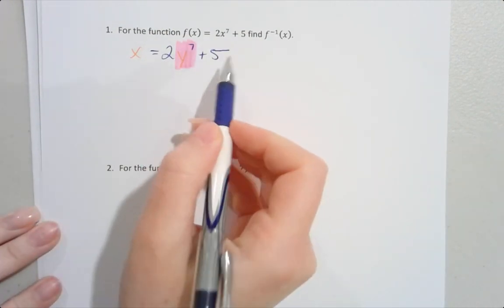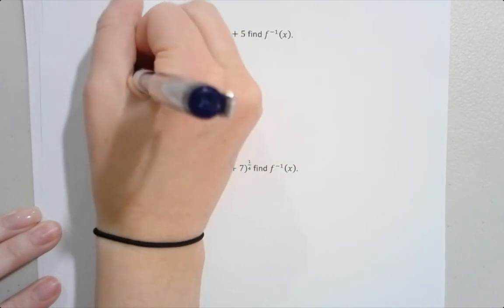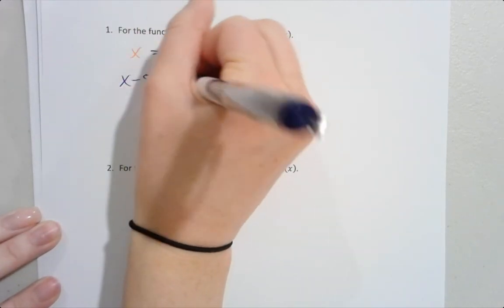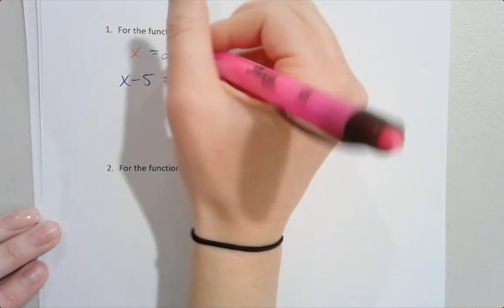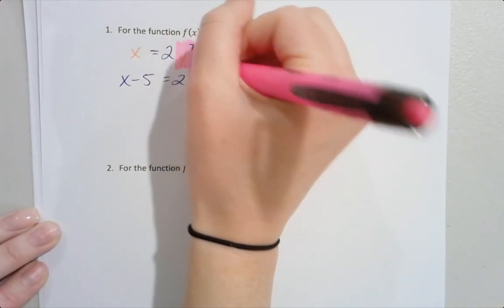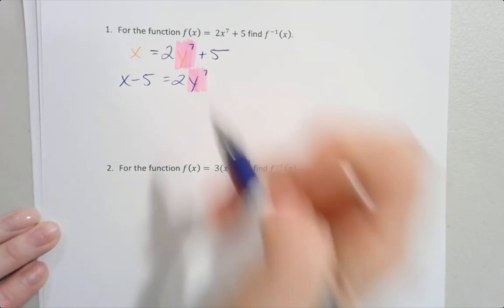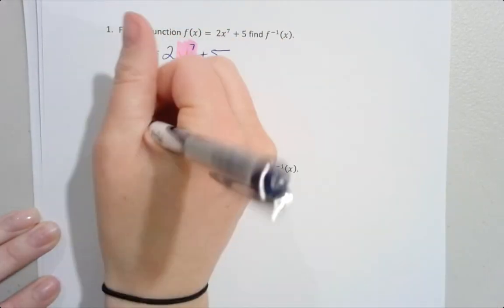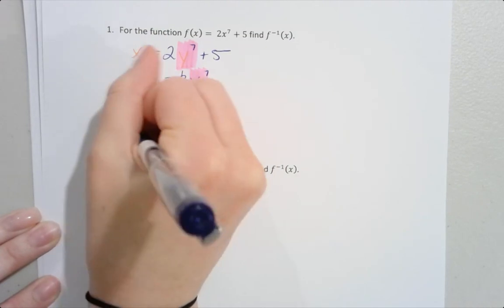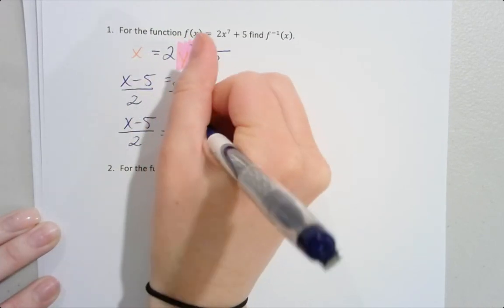The 5 is going to go first. Subtract him over to the other side. So x minus 5 is equal to 2y to the 7th. I still need to get y to the 7th by itself before I can get to that y. So that means that I'm going to have to divide both sides by 2. And so I'm going to get x minus 5 all over 2 is equal to y to the 7th.